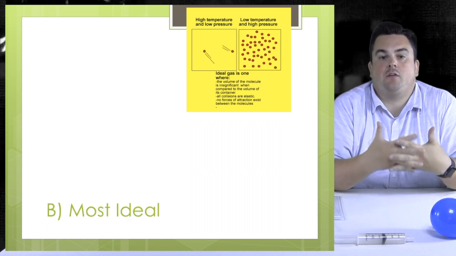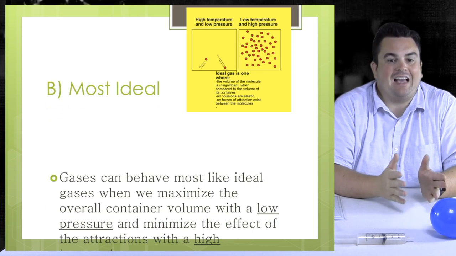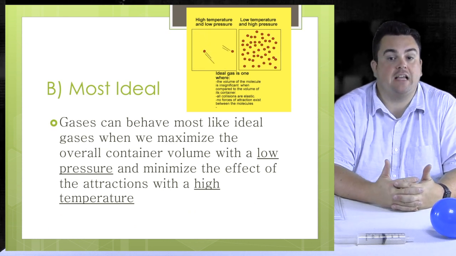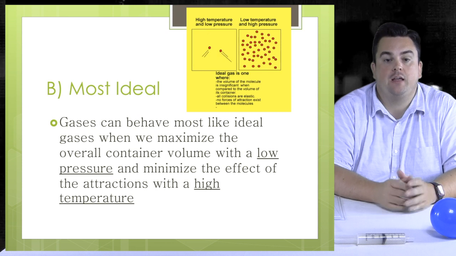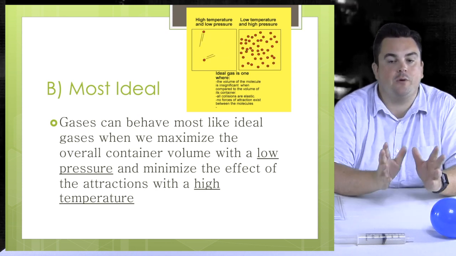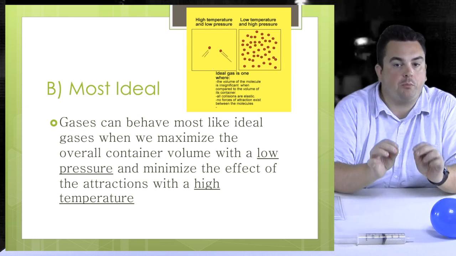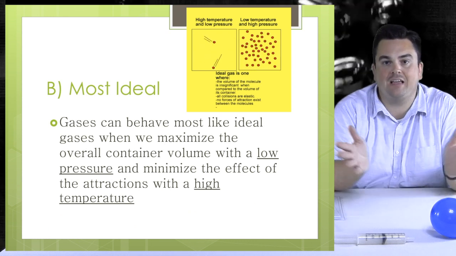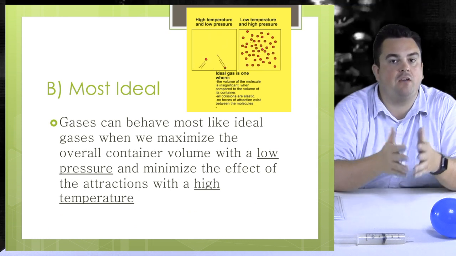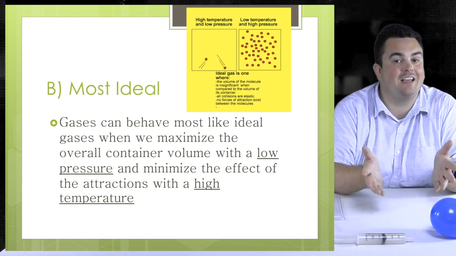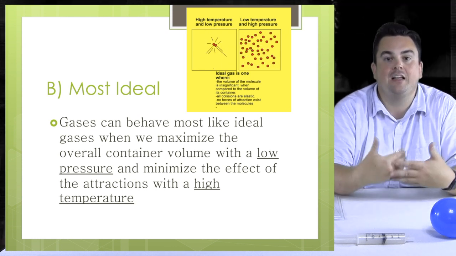Let's discuss this idea of most ideal. Gases can behave most like ideal gases when we maximize the overall container volume with a low pressure and minimize the effect of the attractions with high temperature. Now, it's important to take away that low pressure is important here and high temperature. So on any question you might get on a test or an exam, gases behave most like ideal gases at low pressure and high temperature. Gases behave most like ideal gases at low pressure and high temperature.